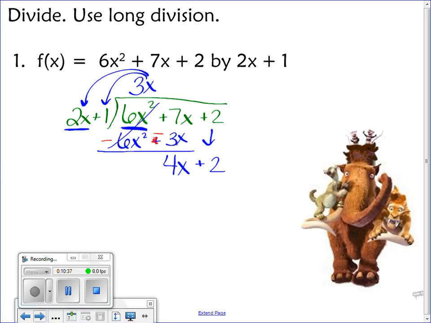Not necessarily. It depends what the problem looks like. But it was a positive 6x squared that I wrote here, so I changed it to a minus. You always, when you subtract, you change signs. So if I had a negative 6x squared already sitting there, and I threw a negative in front, it would switch it to a positive. Marcus?